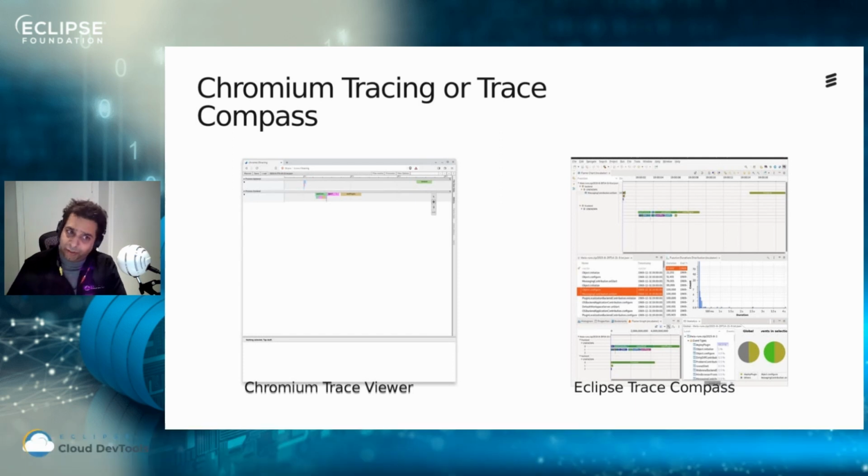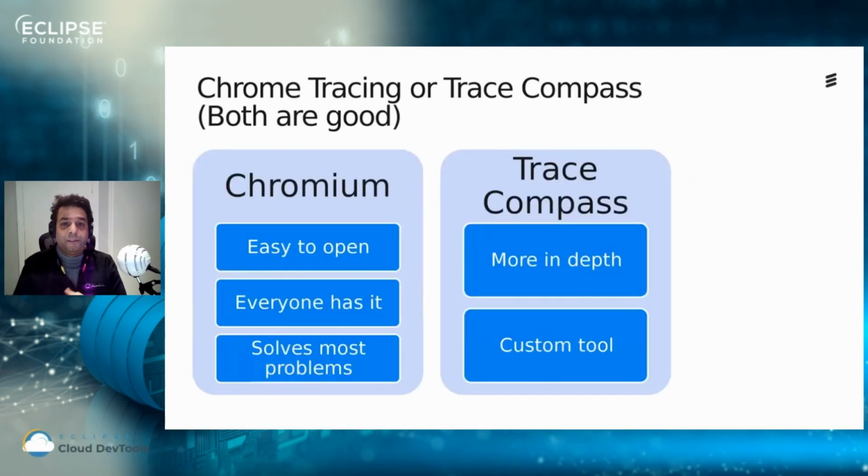Now you're going to have the question. Should you use Chromium tracing, Trace Compass, or both? My answer is both. Chromium, it's easy to open. Pretty much everyone has it, and it solves most problems. Trace Compass is a custom trace visualization tool, and it goes much more in depth, and it's much more customized. It can handle a lot of things that Chromium won't yet, as far as I know.